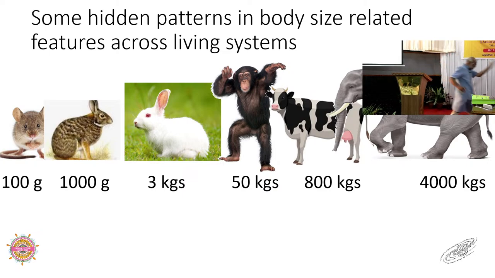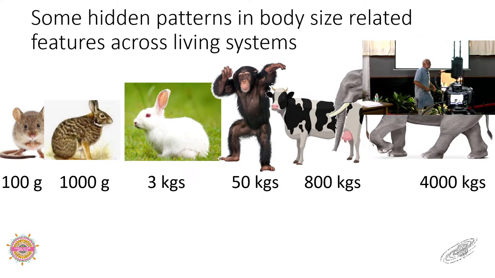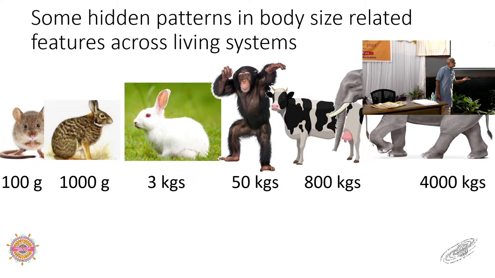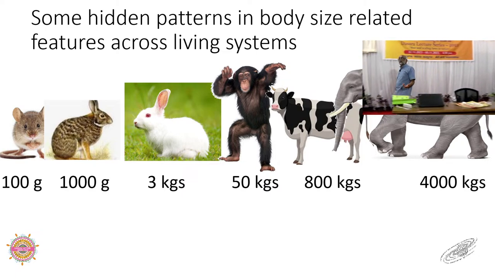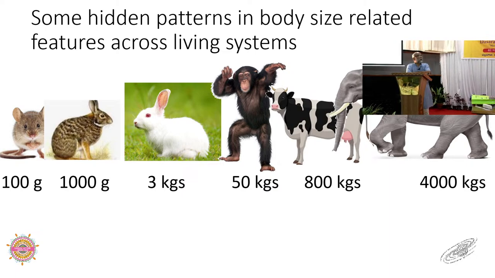Now the question I want to pose here is the following. What does a rabbit eat? Yeah? Very good. Suppose I give two alternatives: grass versus bamboo. What does the rabbit eat? Grass. Very good. Whereas elephants eat bamboo. Why is that? Why can't an elephant eat grass and a rabbit eat bamboo?